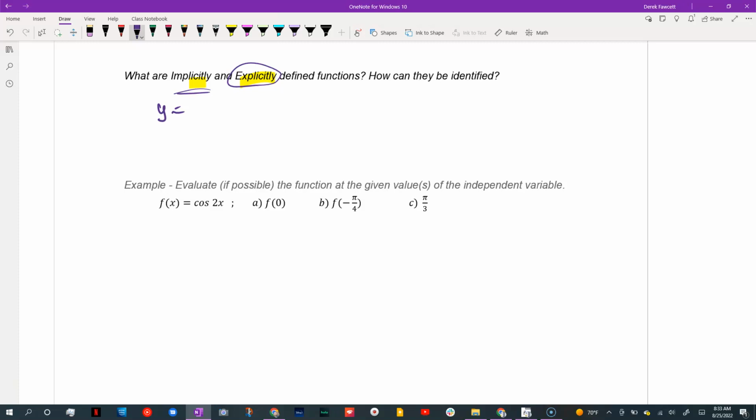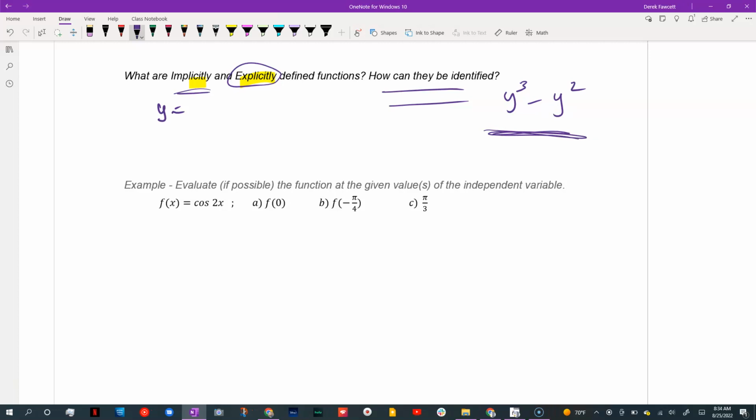And how can they be identified? Well, one way, number one, just try to solve it. But a lot of times, if you have like y cubed and then another y, something like this, you cannot separate those, okay? Because y is your dependent variable. The y could be independent, but it's not. So if your dependent variable cannot be solved to get by itself, then it's implicitly defined.